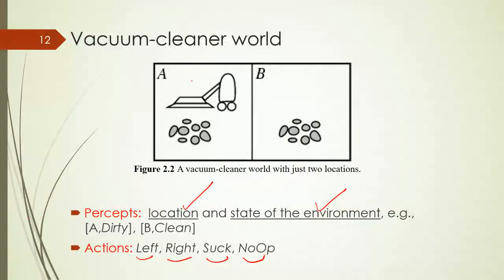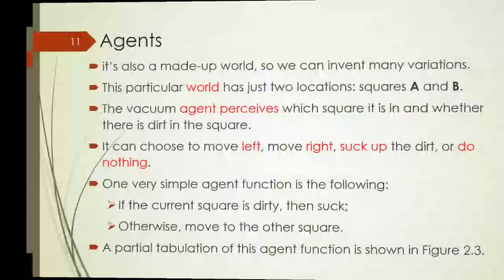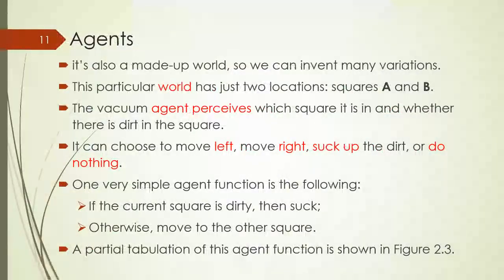This one can be either in A or in B. It can check A when it's in A, and check B when it's in B. It can choose to move left or right, or it can suck up the dirt, or do nothing. One very simple agent function is the following. This is the concept of work we expect from this agent. If the current square is dirty, then suck. Otherwise, move to the other square.